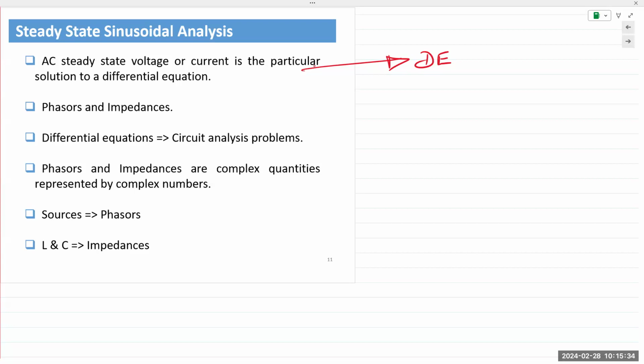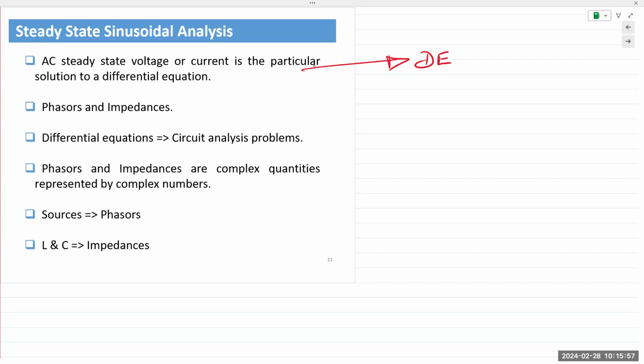And what we do is we represent both the sources as well as the components as vectors. And we use real and imaginary numbers to do that. And what that does is it allows us to apply all of the DC circuit analysis techniques that we learned in chapters 1 and 2 to AC circuits.